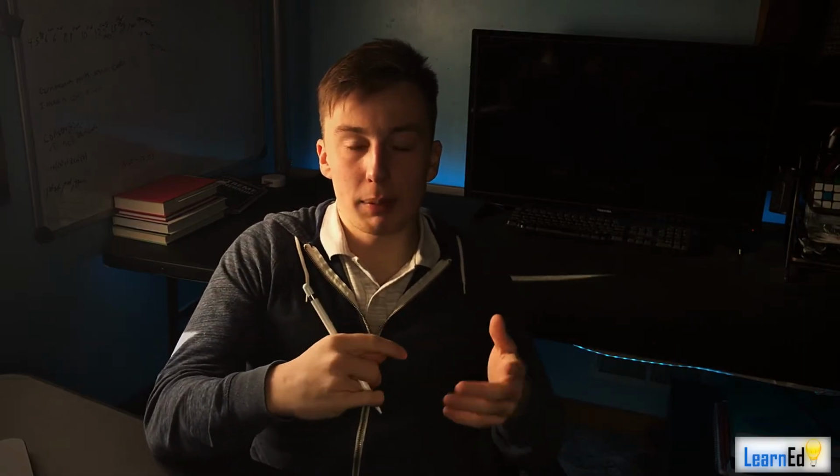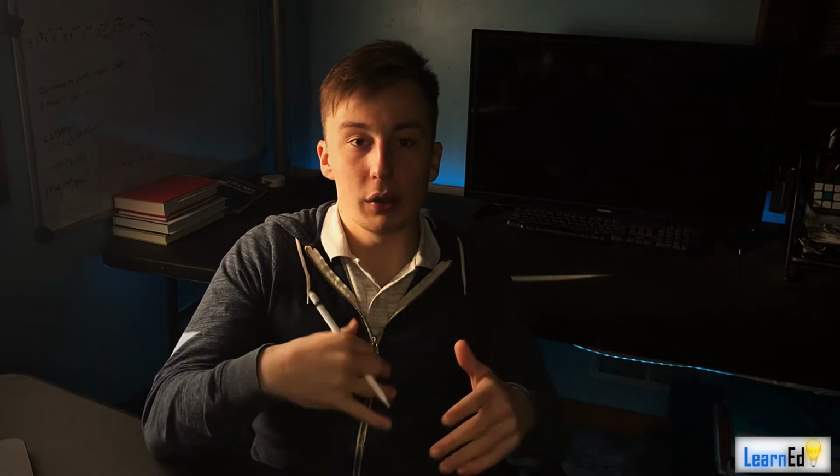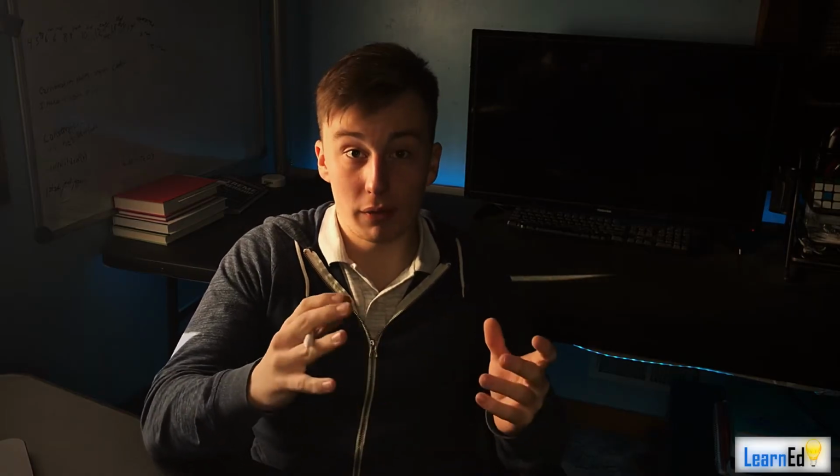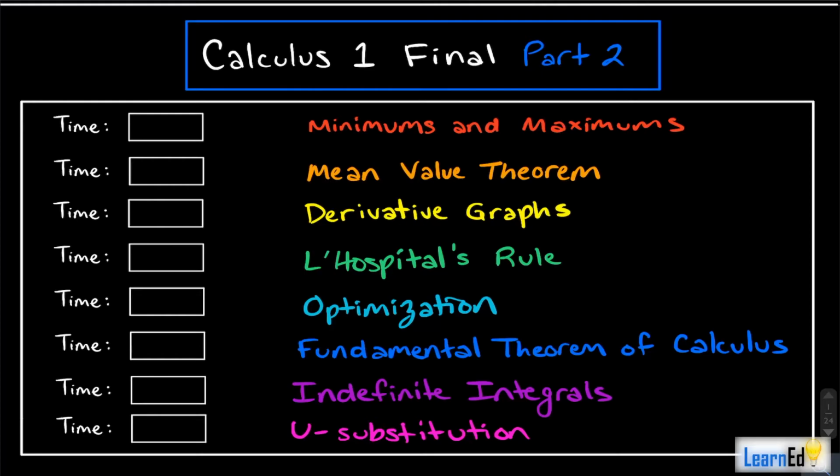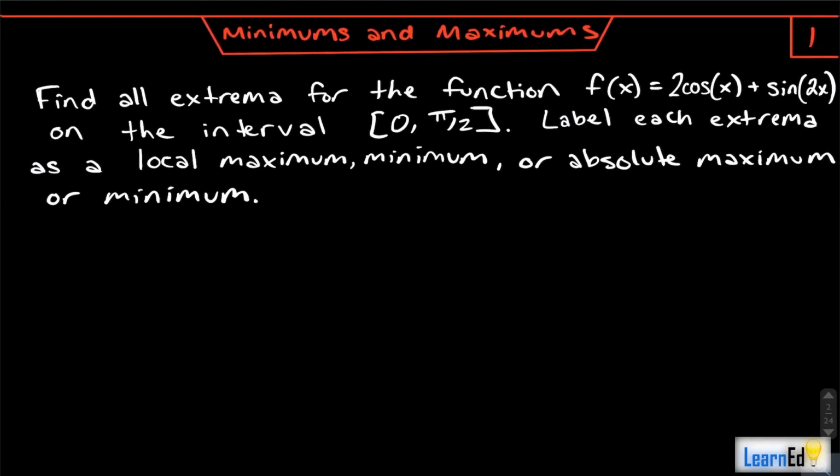And most of these problems are going to be of harder difficulty, just to make sure we can help you prepare for this test. Okay? So moving on to our first problem on mins and maxes. We want to find all extrema for the function f of x equals 2 cosine x plus sine of 2x on the interval from 0 to pi over 2. We want to label each extrema as a local max or min, or if it's absolute max or min, we got to do that too.